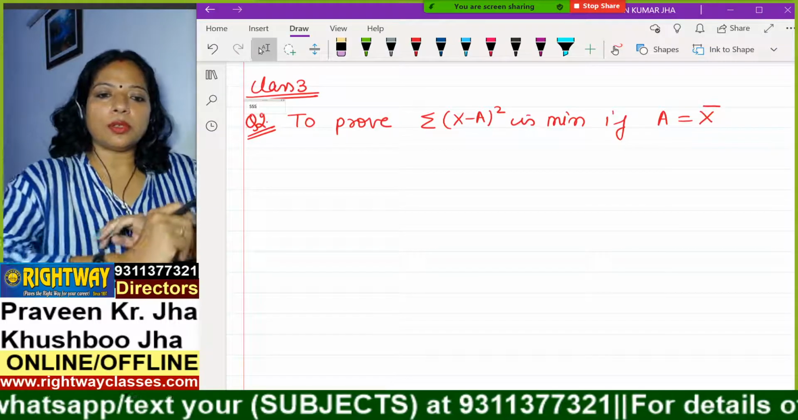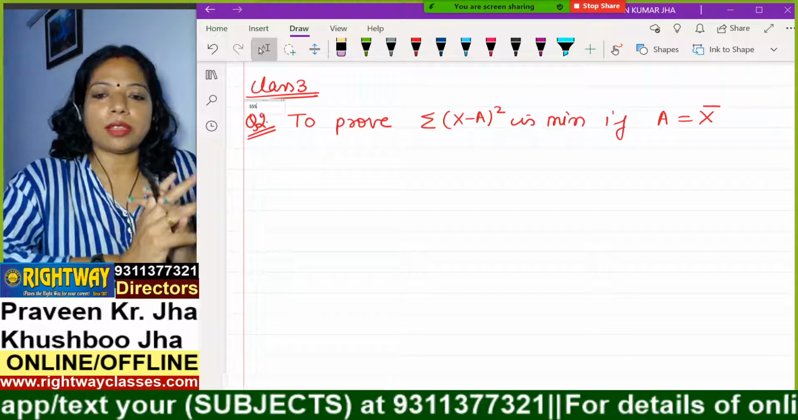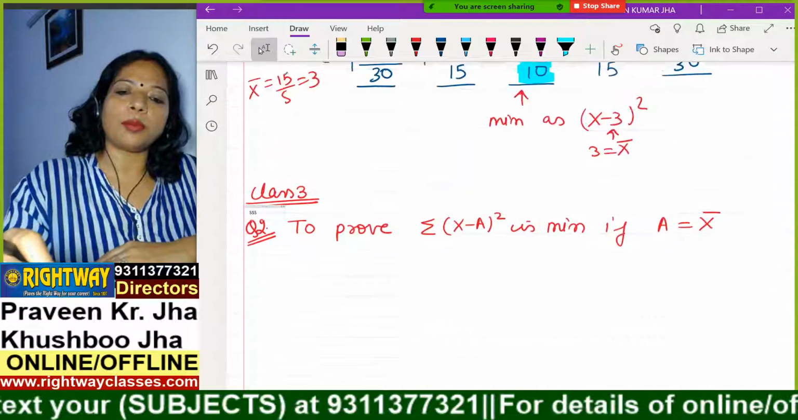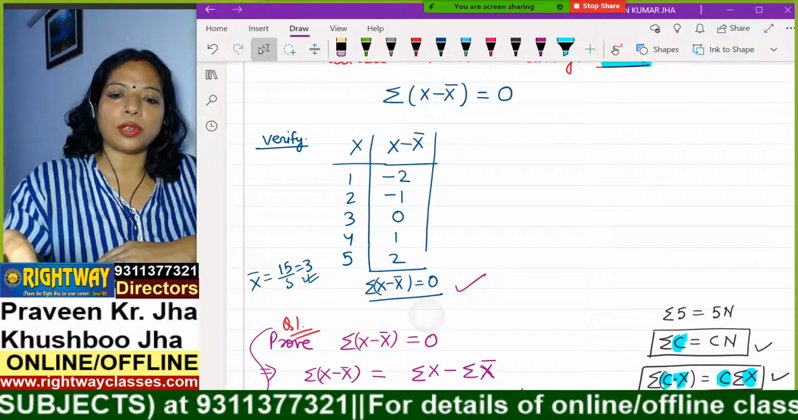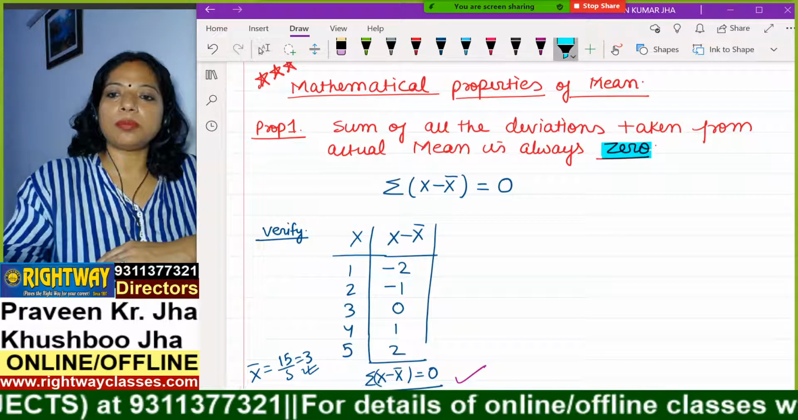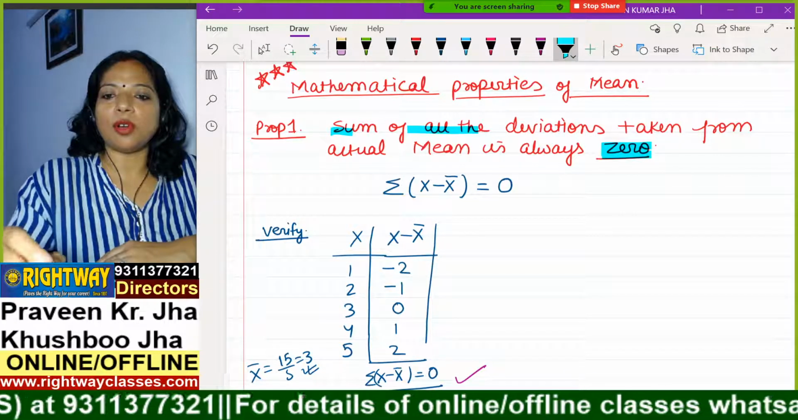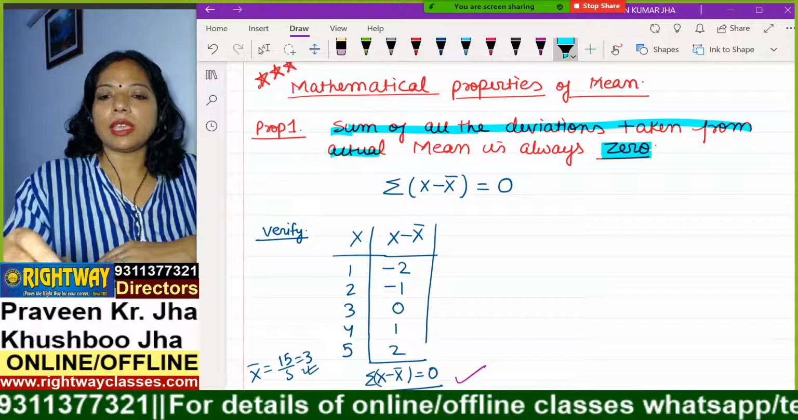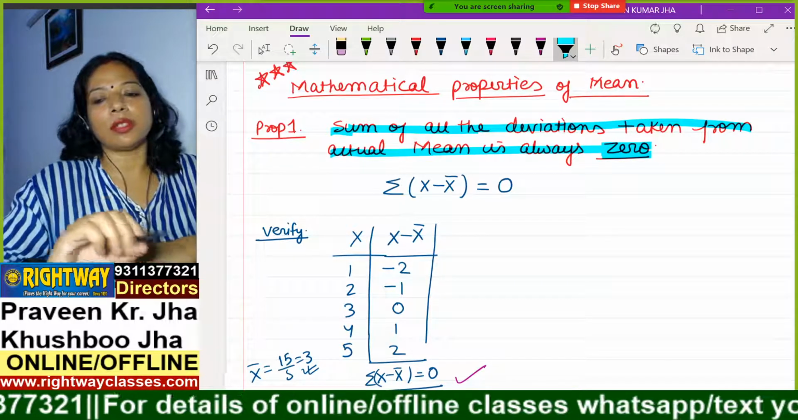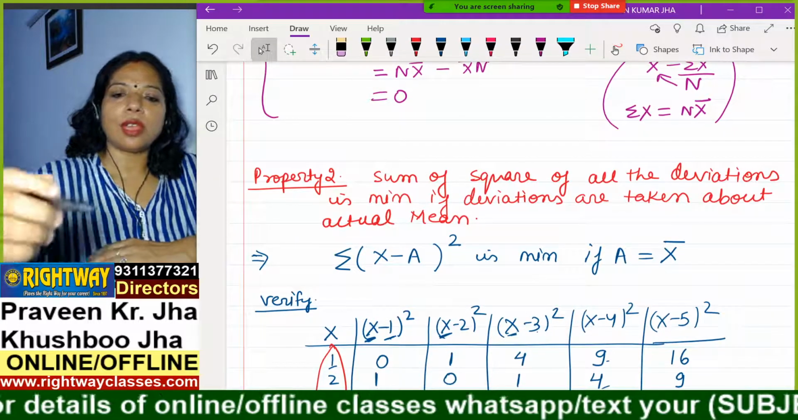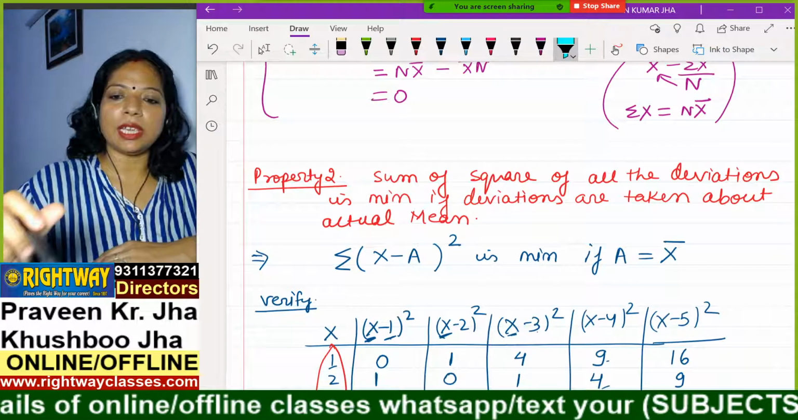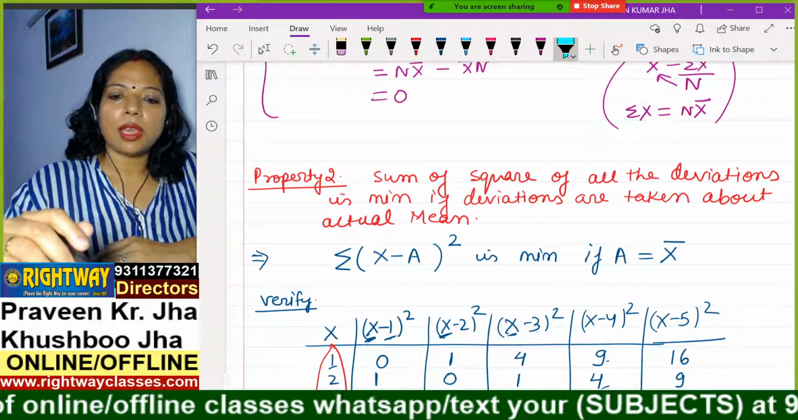Today we are going to start class 3 of statistics, in which we will prove the second property of arithmetic mean. In the last class, let us revise what we have done. In the first property, we showed that the sum of all the observations taken from the actual mean is always 0, and we have proved it also. So in your course, in either Eco Honors or in BBE, both are of a similar type. You have to do what?